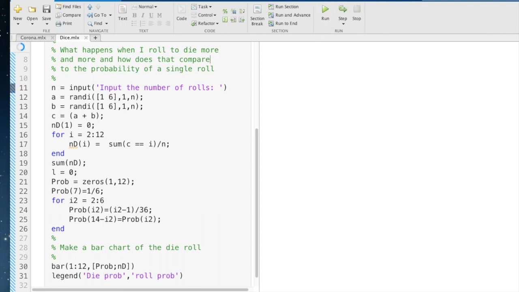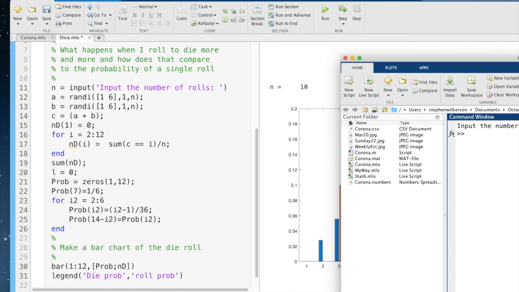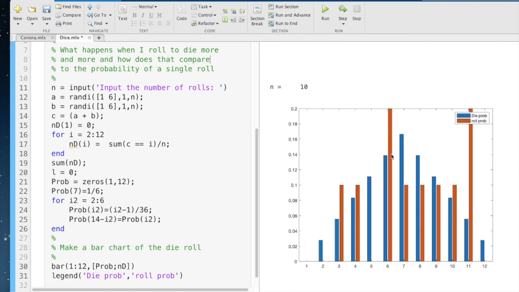It asked me the number of rolls. Let's just do 10 rolls. When I run 10 rolls, you can see 20% of the time I got a 6, 20% of the time I got an 11, which is unusual. But in general, it doesn't match what you would expect with a lot of rolls.